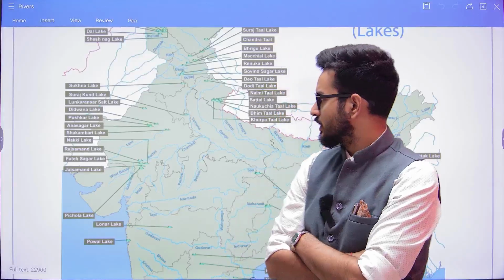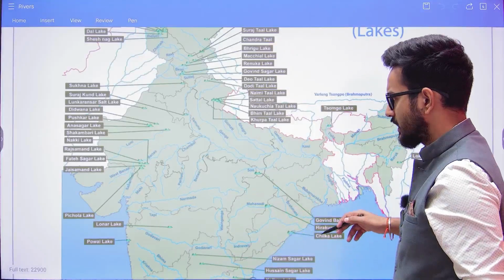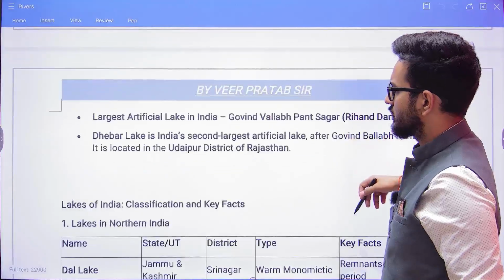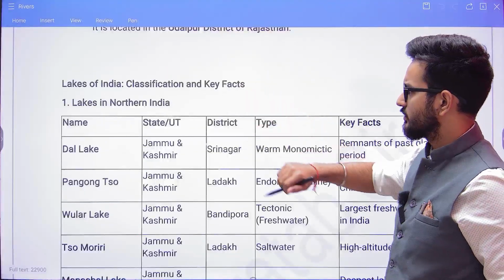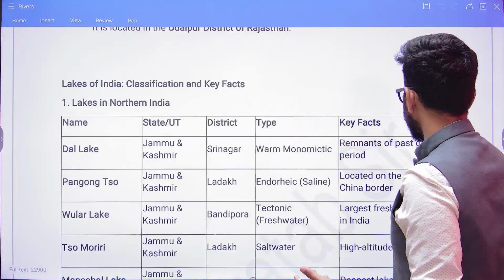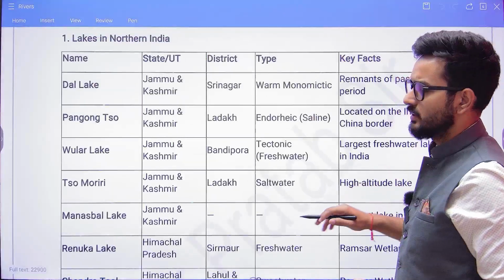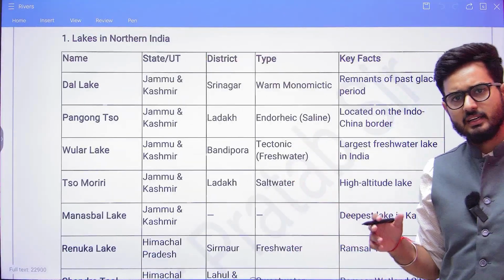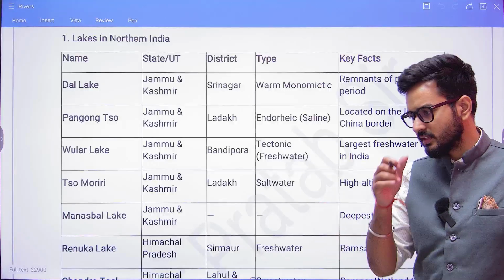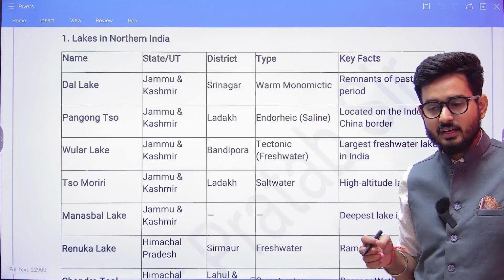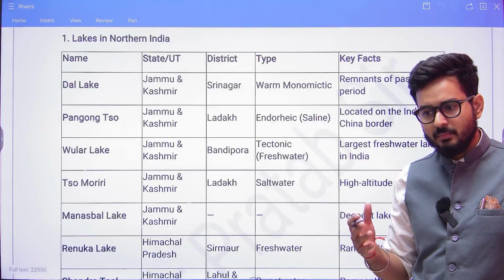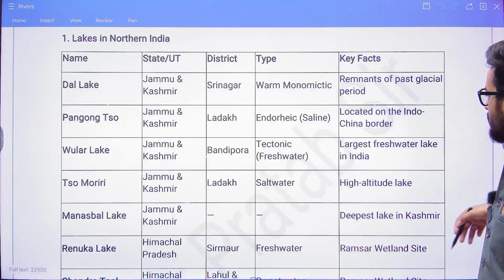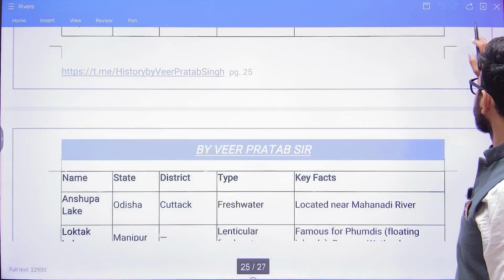Okay, so I said that you can read it up, because I have already given you the classification of lakes and their key facts. That is, the lakes of North India. That means in North India there are the Indus, Ganga and Brahmaputra river systems, along with their tributaries, and in those areas, which are the lakes that are there. So that is one thing. Similarly, you can go with the rest of the aspects.